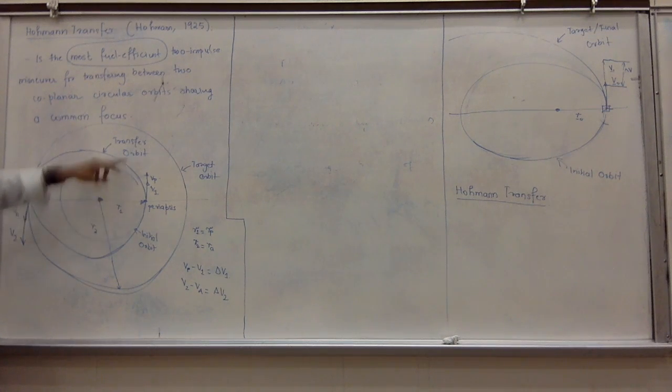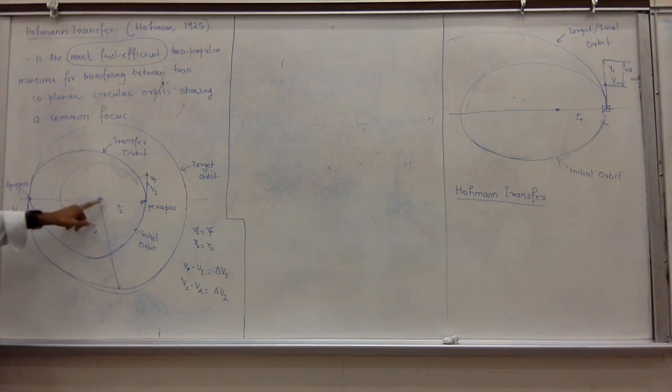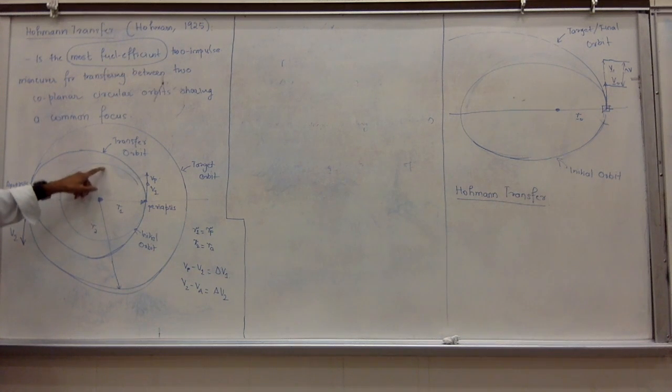See, all these three orbits have the same focus, the same central body. The central body is at the focus. So this is a circle. These are all circles. Don't make that mistake. The central body is always at the focus. It is not at the center. Even for an ellipse, it is at the focus. It is not at the center.